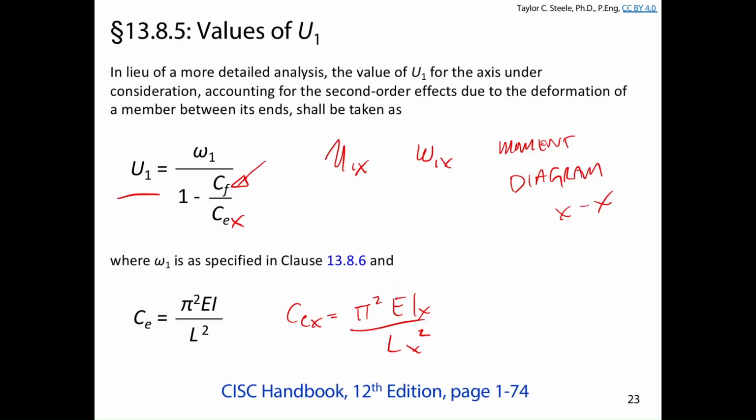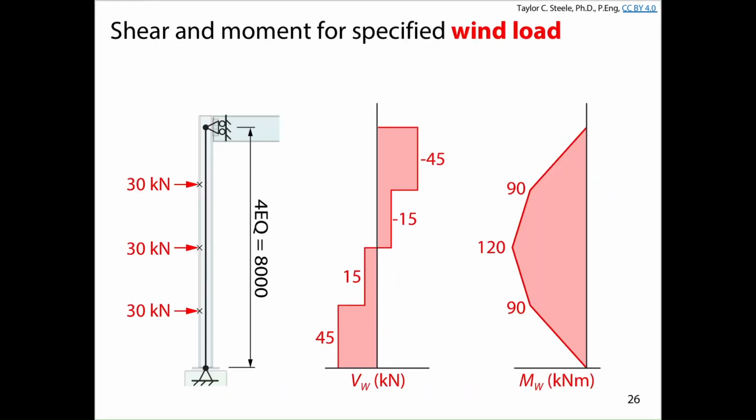Okay, so what we want to do is calculate U1x. To do that, we need an omega 1x, and we need to calculate CE. We've got a series of point loads giving us the shape of the moment diagram that looks something like what's shown on the right here.